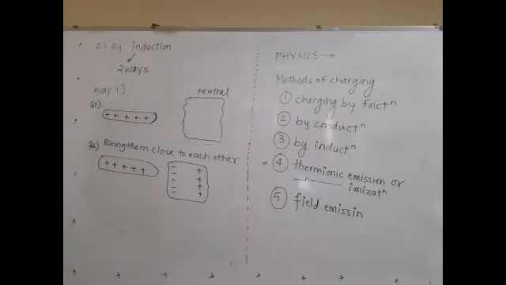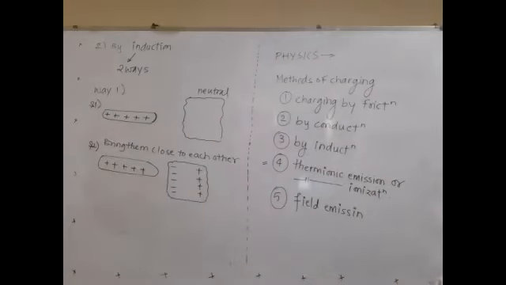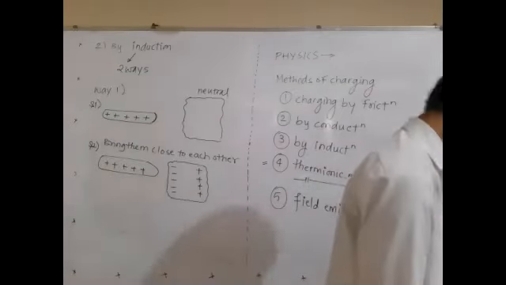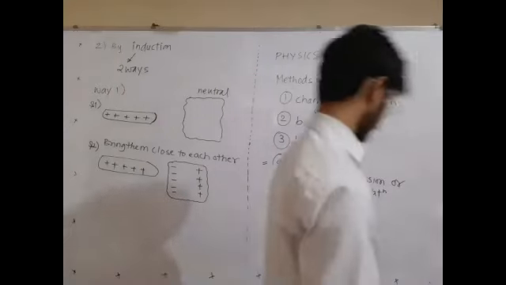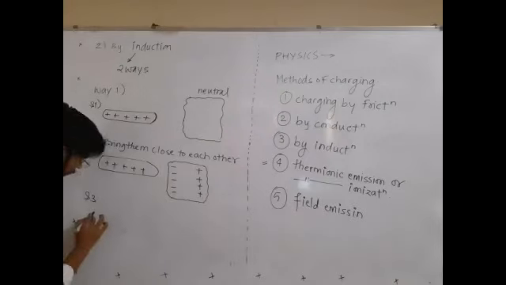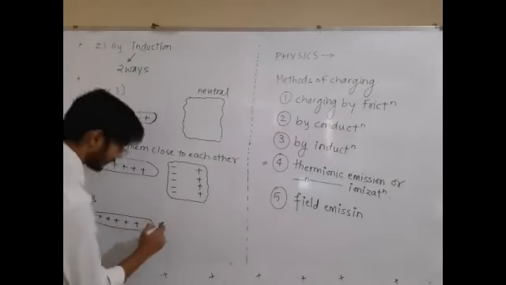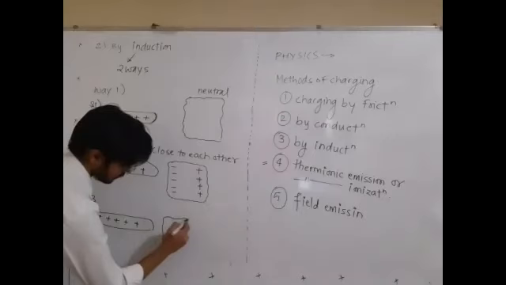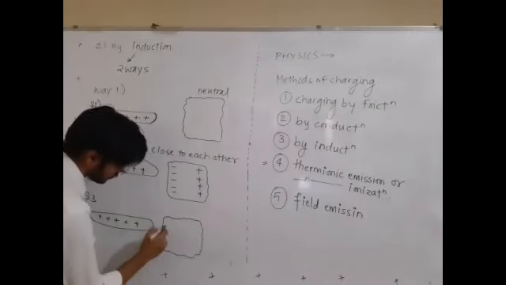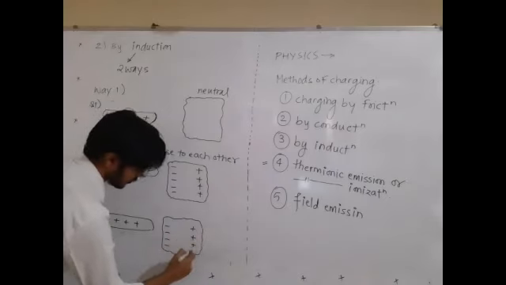Now step number 3. What can be done? Try to understand. Step number 3. Let this be as it is. First body as it is. Now the charges have been separated in the second body. This region becomes negatively charged. This region becomes positively charged.